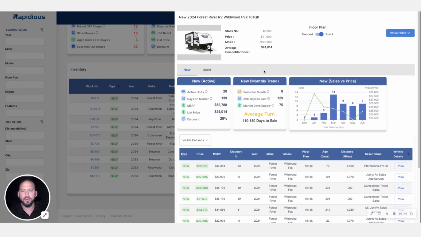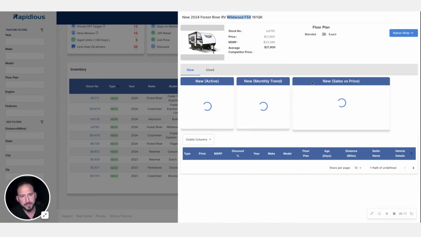But sometimes what happens is you have a unit that's unique, and there may only be a handful in the country. So it can be difficult to get a good average price point and have enough data to make a better decision. So we actually give you the ability to blend floor plans. You can click this button right here, and what it'll do is reduce the criteria, filtering out the 161 QK floor plan, and it'll allow you to see all Wildwood FSXs, just like this right there.